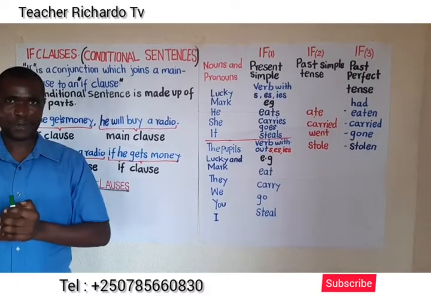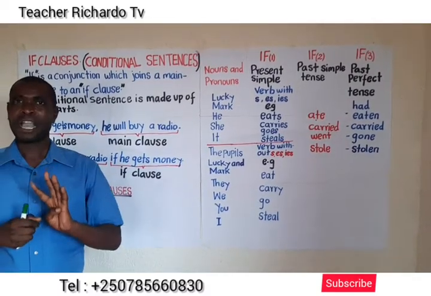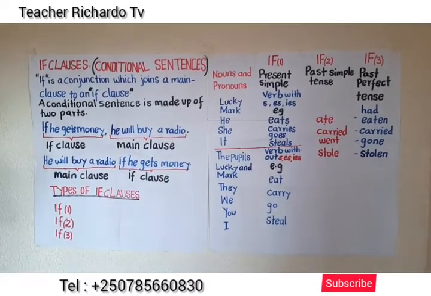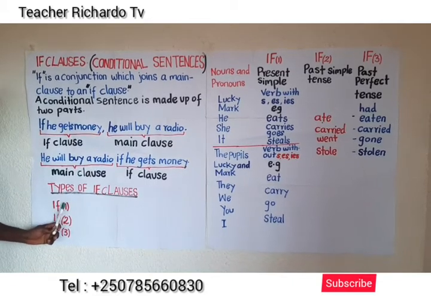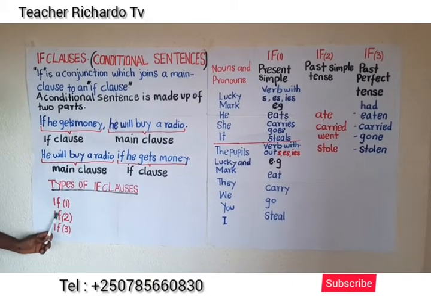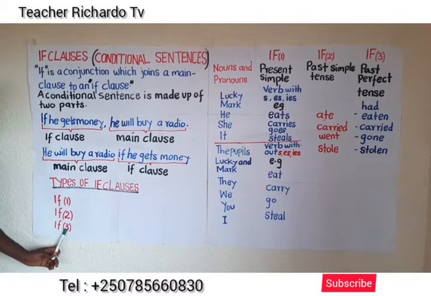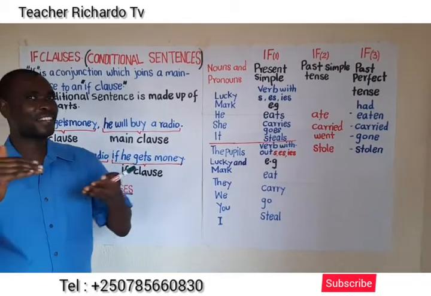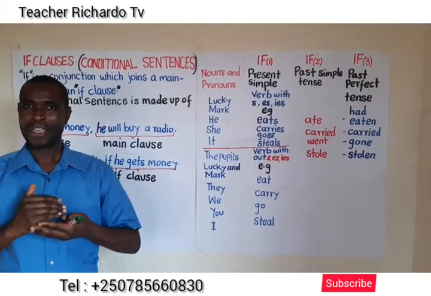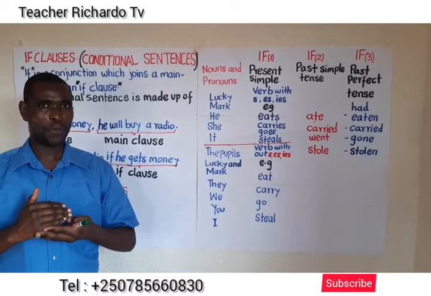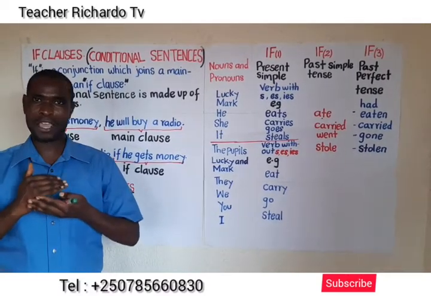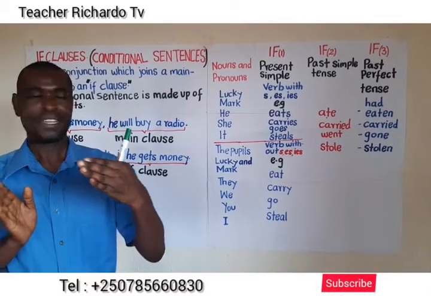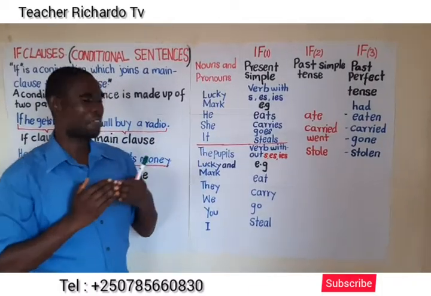Types of if clauses. If clauses are of three types. Those types are if 1, if 2, if 3. How will you know that this sentence is in if 3, this sentence is in if 2, and this sentence is in if 1? You must remember about the verbs. Let's look at how they are used.